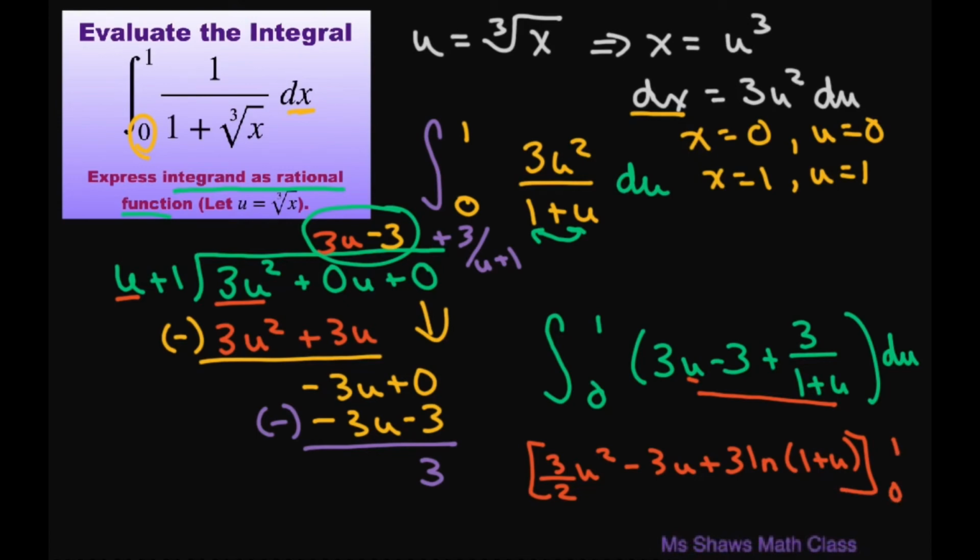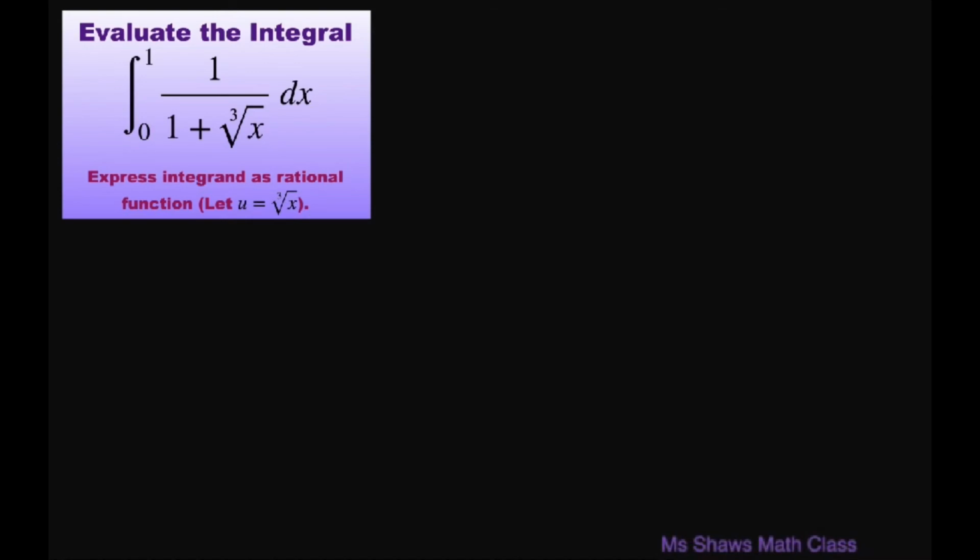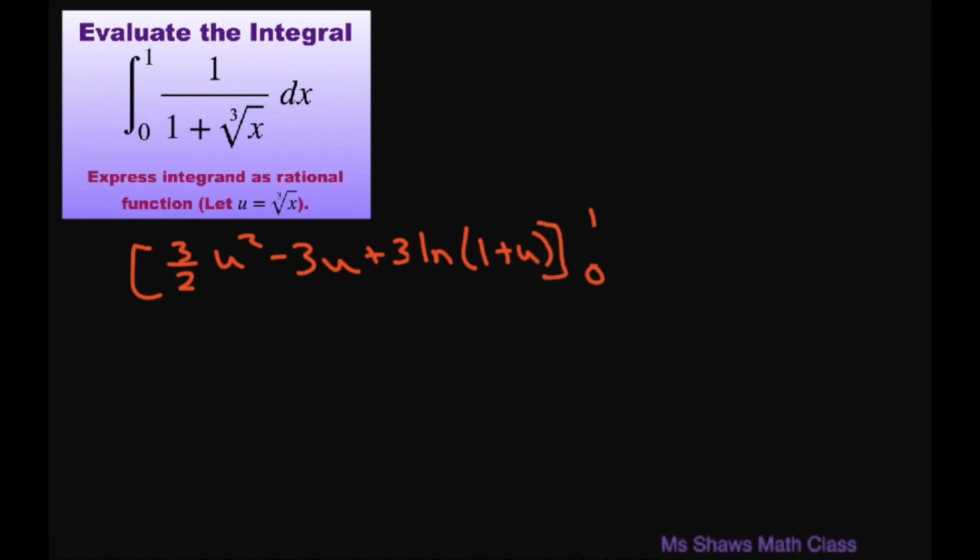I'm going to write this down again so we can do this. We have 3/2 u squared minus 3u plus 3 times ln of 1 plus u, and this is from 0 to 1. I try not to go too fast and skip steps. So let's substitute in our upper limit. That's going to give you 3/2 minus 3 plus 3 times ln of 2.